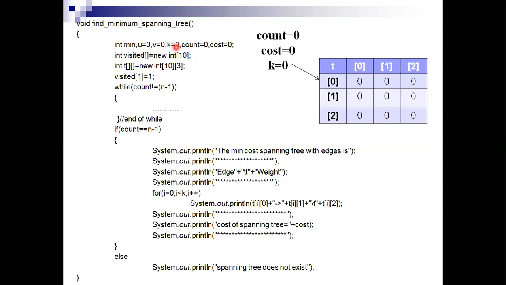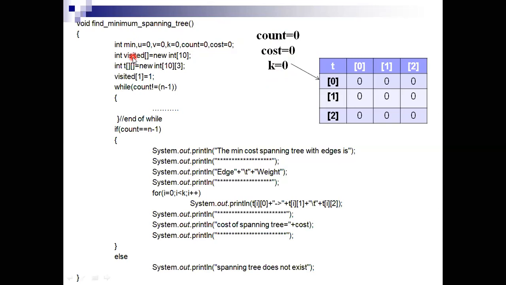K equals 0. I'll tell you what K is. Count equals 0. Count is nothing but the number of edges selected for the spanning tree, initially 0. I'll have to keep track of how many edges I have to select. You all know that it is one less than the number of vertices, isn't it? So I'll keep track with a counter variable. Cost equals 0. What is this cost? Cost denotes the minimum cost of the spanning tree encountered. Initially it is 0. You can now see count is 0, cost is 0. And there is something called K equals 0. We'll see what that K is.